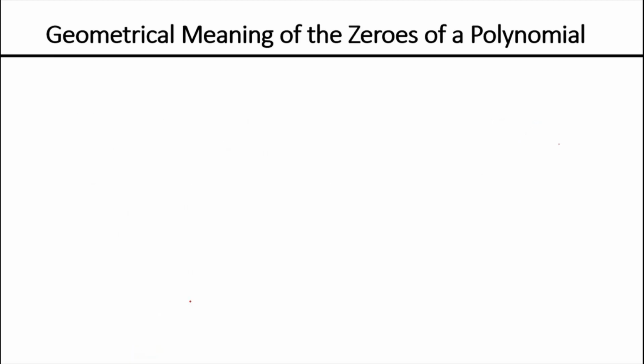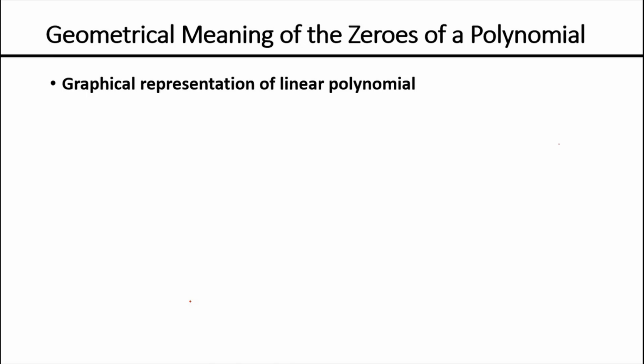We have already seen the algebraic meaning of zero of a polynomial. Now we will take a look at the geometrical meaning of zeros of a polynomial. In order to understand the geometrical meaning, we will first try to represent a polynomial in its graphical way.